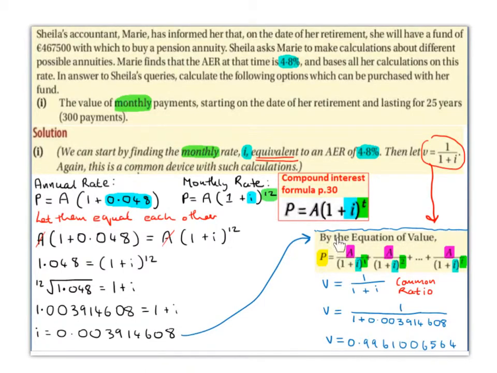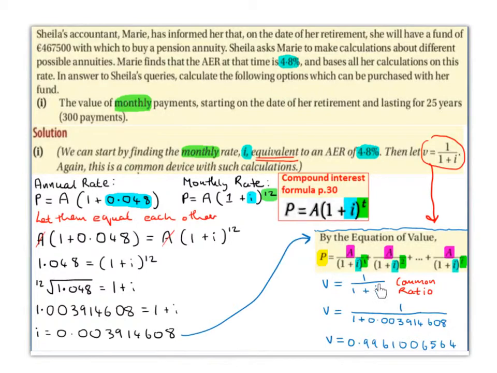Next, we're going to use the equation of value, which states that P is equal to A over (1 plus i) to the power 1 plus A over (1 plus i) to the power 2 plus ... A over (1 plus i) to the power t. So the common ratio is 1 over 1 plus i. So if I was to multiply this first term by 1 over 1 plus i, I would end up with A over (1 plus i) to the power 2. And if I was to multiply the second term by 1 over 1 plus i, I would get A over (1 plus i) to the power 3, and so on. So the common ratio is 1 over 1 plus i, and that's called v.